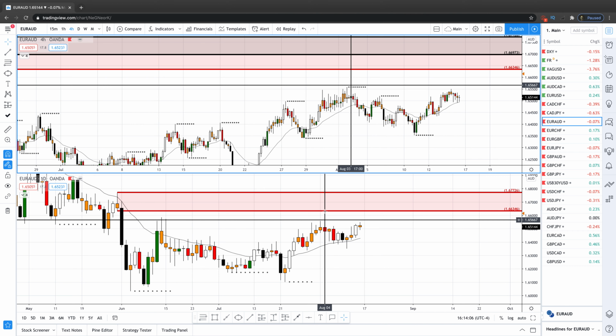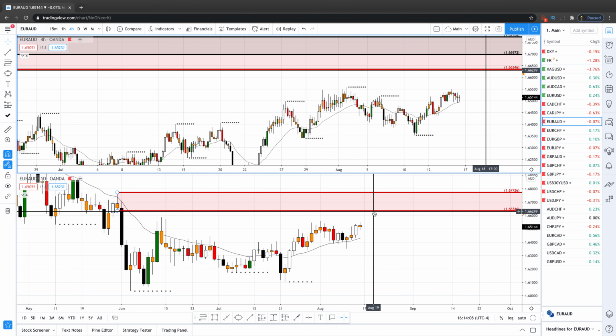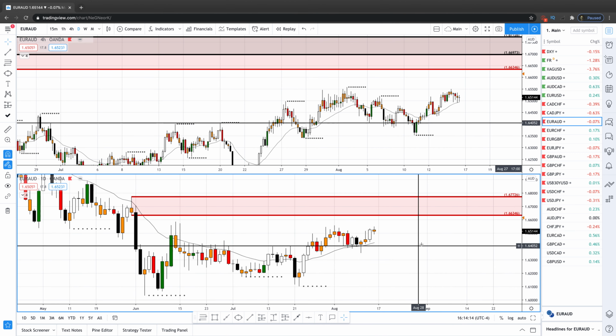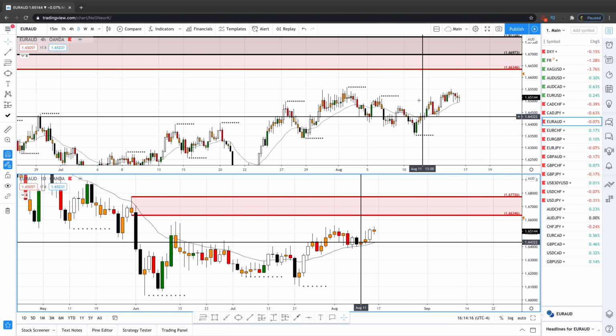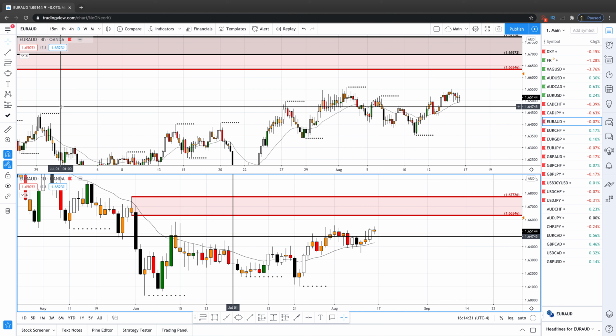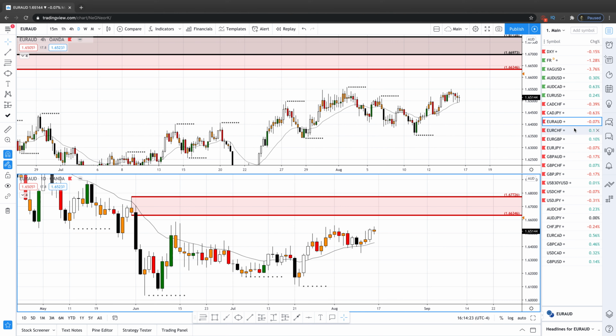Do I want to place an order? Do I want to split up a position? One position here, another position here, stop loss right above. I'm thinking about doing that. Euro Aussie, definitely based on this fundamental data, is a good pair to be shorting, in my opinion.